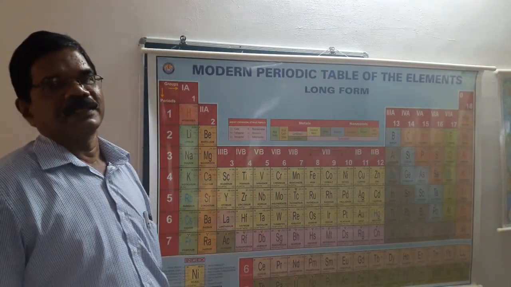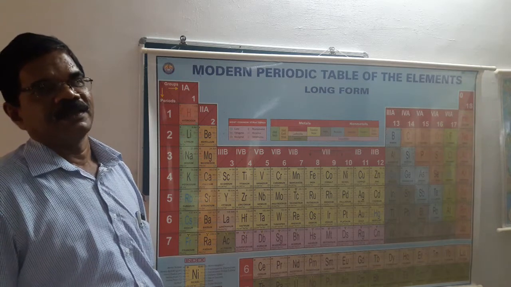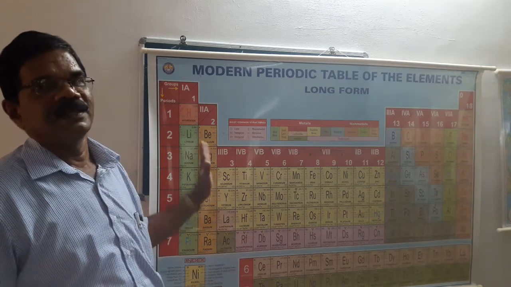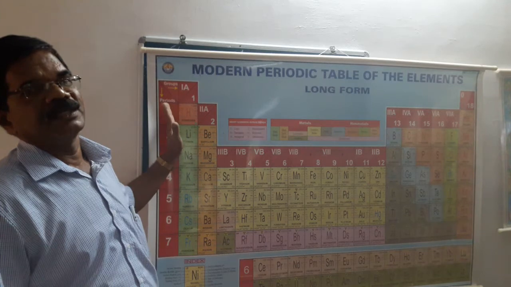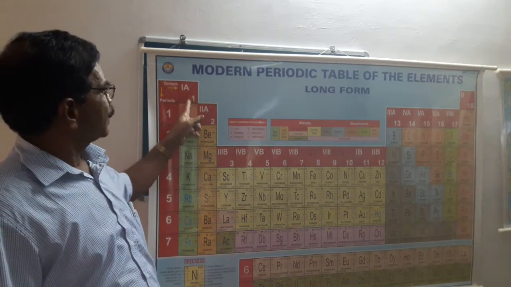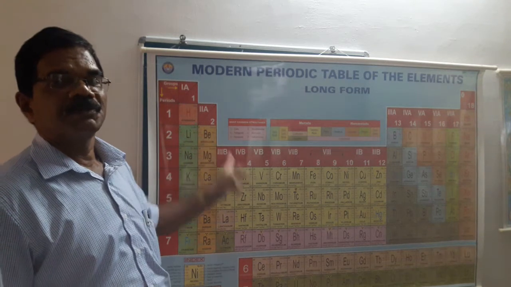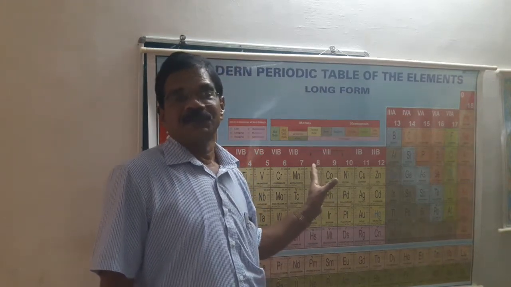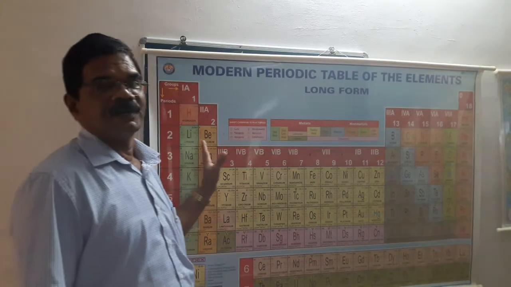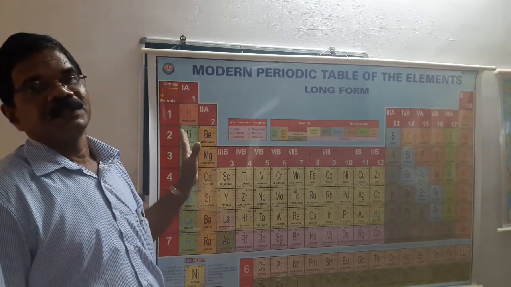So we are going to learn the fourth important thing. In the case of representative elements, the group number denotes the number of electrons in the outermost shell, or the valency electrons.